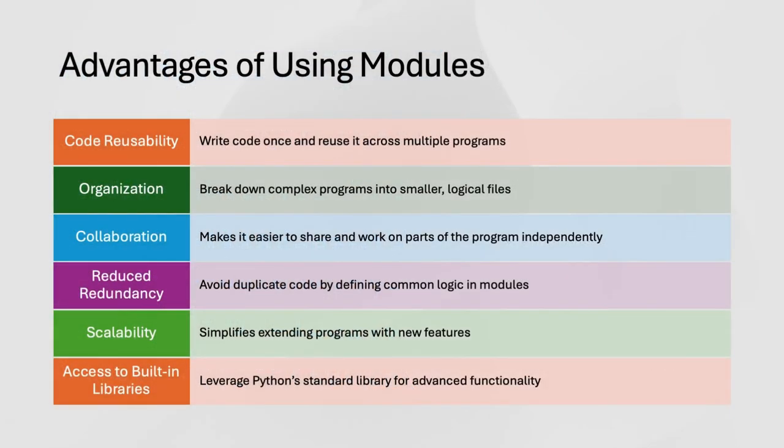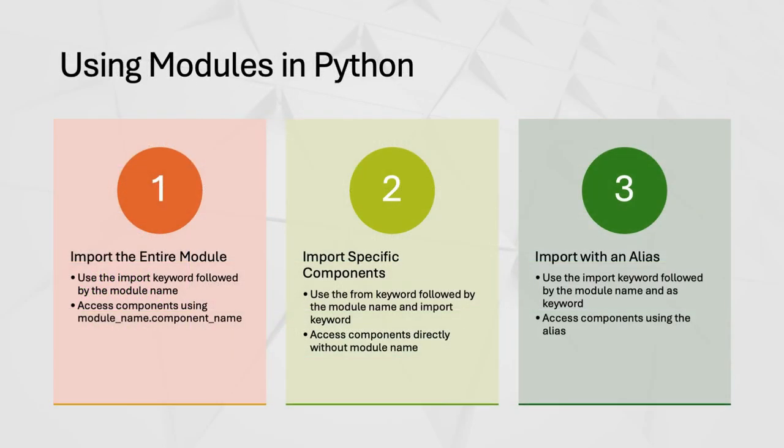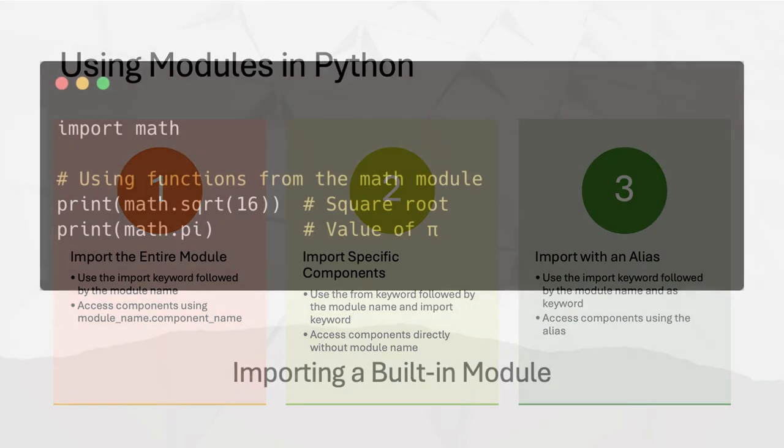Modular programming in Python offers several benefits including code reusability, better organization, easier collaboration, reduced redundancy, scalability, and access to built-in libraries. Python allows importing modules in three ways: importing the entire module, importing specific components, and importing with an alias. Each method has its syntax and use cases.